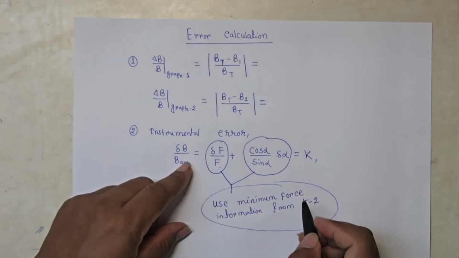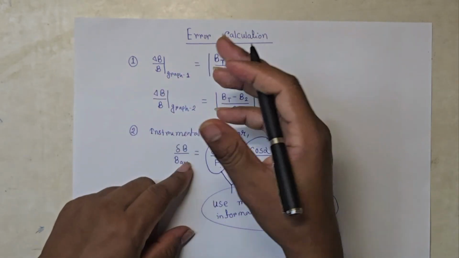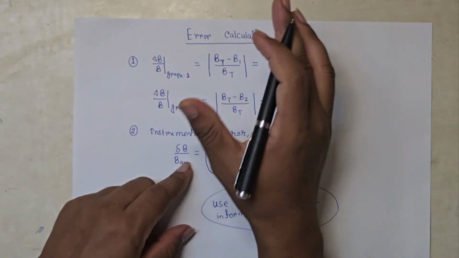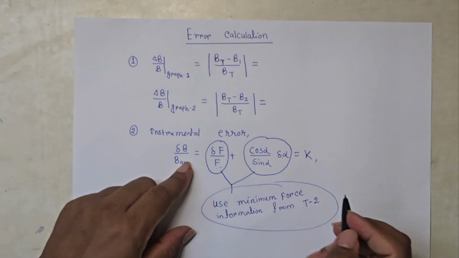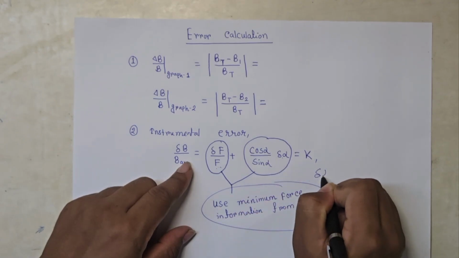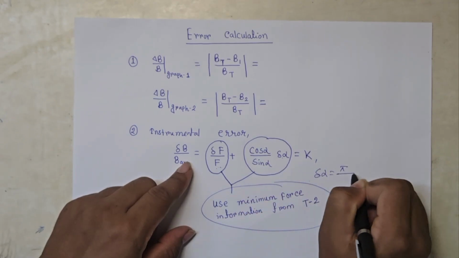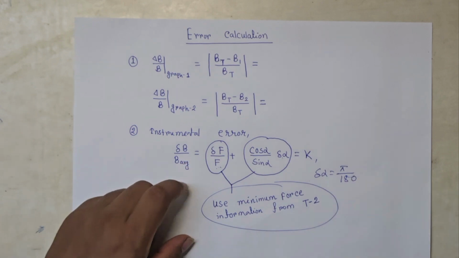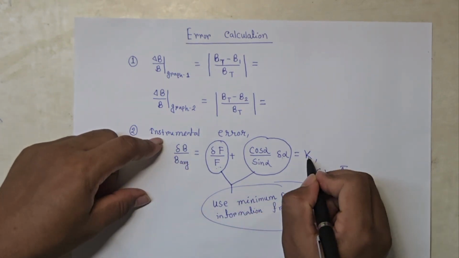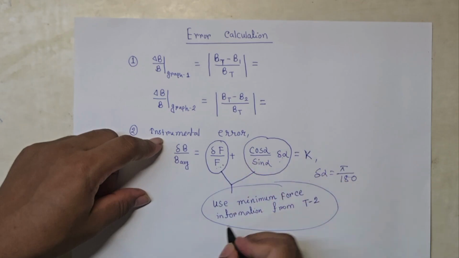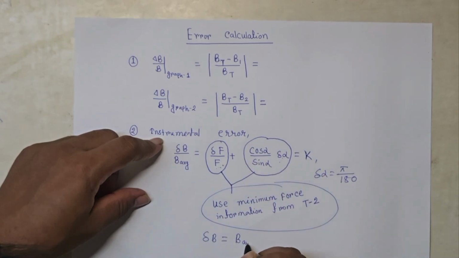Okay, so using table 2, where force is minimum, you have to use this information. What is the force, what is delta F, what is alpha. And here the value of delta alpha is pi by 180. You have to use this one. And from here, suppose this equals k, then delta B equals B average into k. Okay, we will get delta B from here.